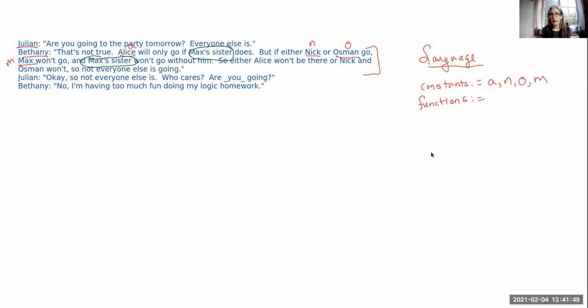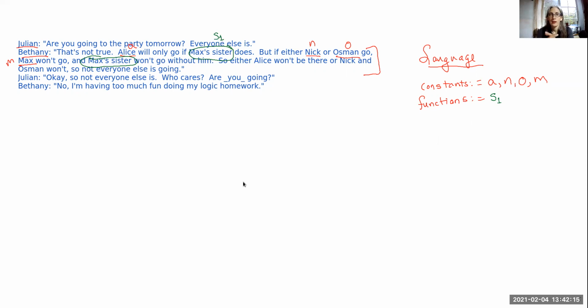Now we don't know what her name is because it's never mentioned, but we can refer to her and only her through a specific indication just by calling her Max's sister. So this is a unary function. So we'll use S to represent it. And I'm just going to give it a subscript 1 to indicate that it's unary. So there we go.